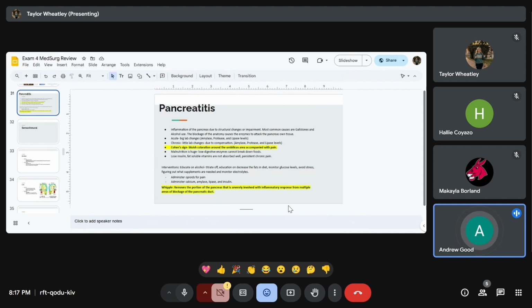And then Whipple, I would definitely know the definition of a Whipple. This was in our exam, and I think a good portion of people did get it wrong. So just know the definition of what a Whipple is.